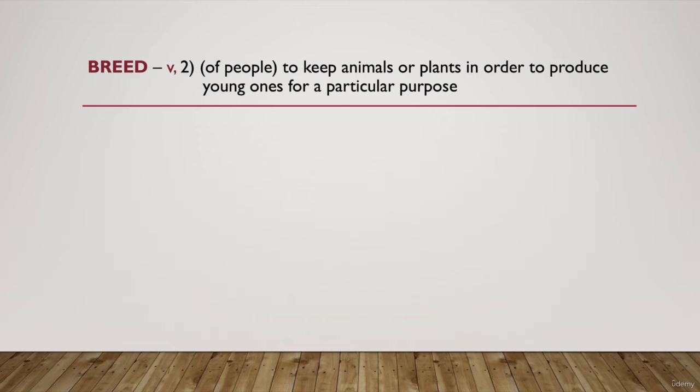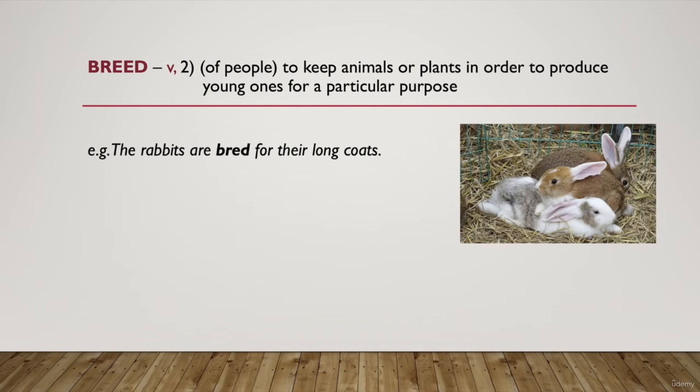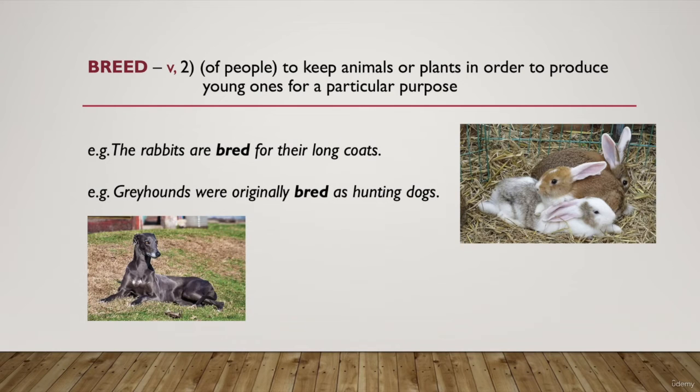The second meaning of the verb breed is to keep animals or plants in order to produce young ones for a particular purpose. In this meaning, it is used to talk about people. For example, the rabbits are bred for their long coats. This means that people want rabbits for their long coats. And another example, greyhounds were originally bred as hunting dogs. This means that people initially wanted greyhounds as hunting dogs.